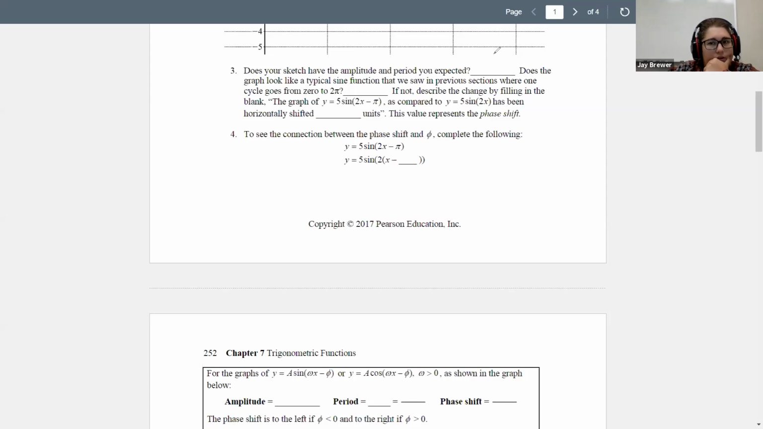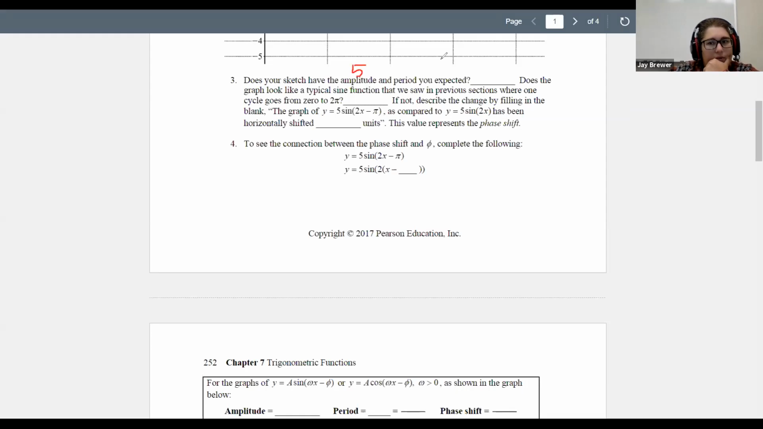So just so you can all see it written down, we had an amplitude of 5, and then we had a period of pi. And that was pretty evident on the Desmos, right? That matched up. So we're going to go with a yes.